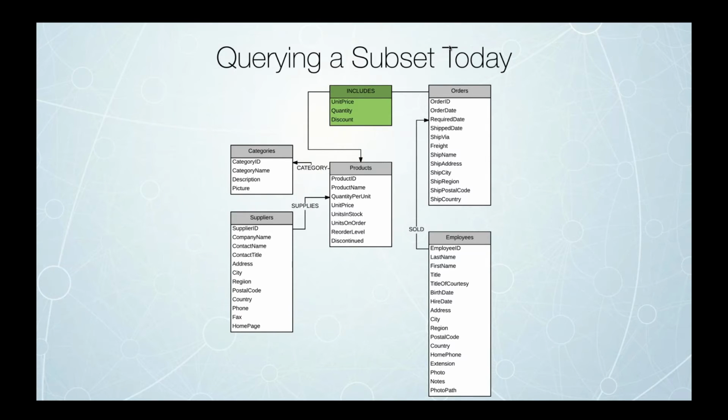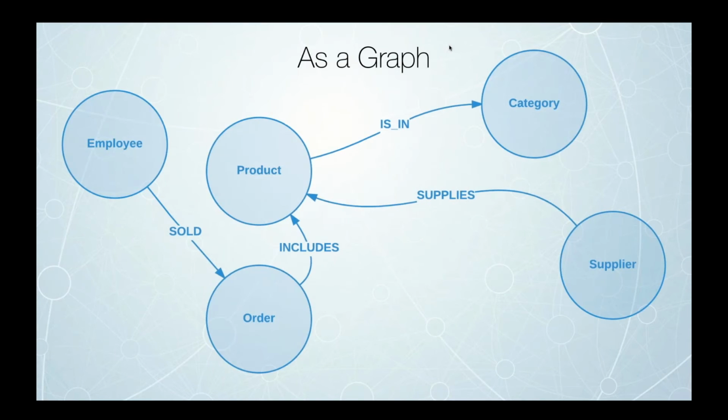So let's see how we would query a subset of Northwind. If we had this piece of Northwind as a graph, let's see how we would write some queries to answer some interesting questions. So here's the graph model that we're going to be working with. We have employees. Employees have sold some order. That order includes a product. That product is in a category, and we know the supplier that supplies the product. And these are all represented by nodes and relationships in our graph model.